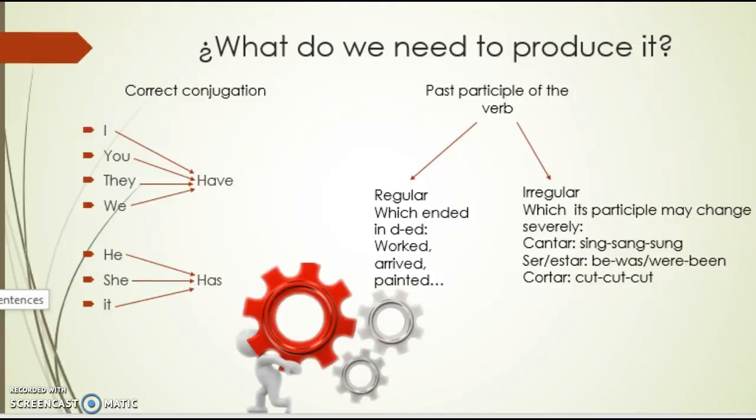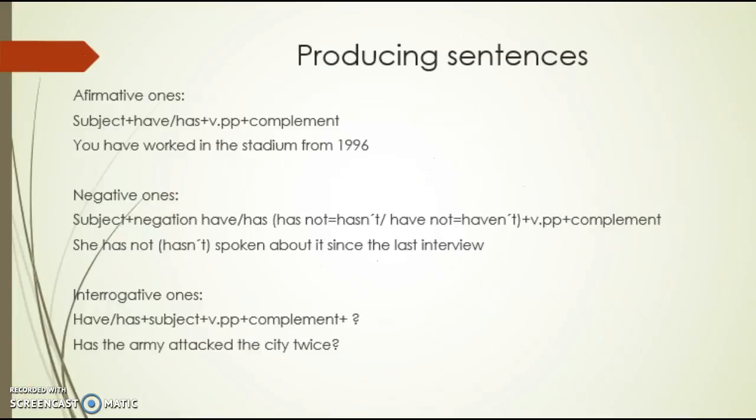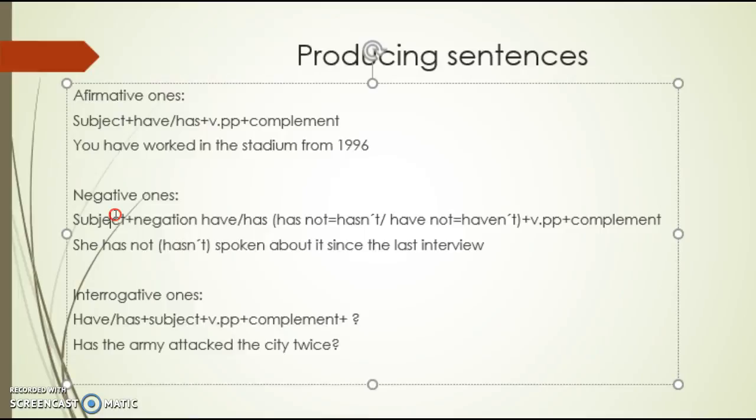The next slide is about how to produce sentences. We can find three kinds of sentences. The affirmative ones we can compose with a subject, that we saw in the previous slide, and according to the subject, we use the correct conjugation of have or has, and the verb participle and some complement.